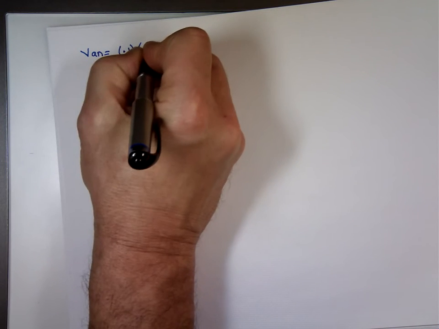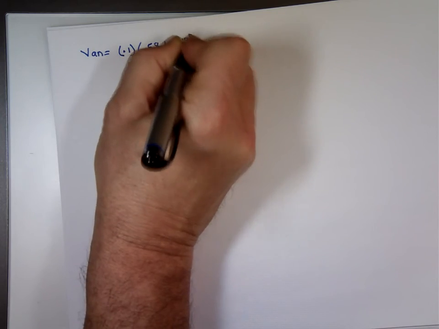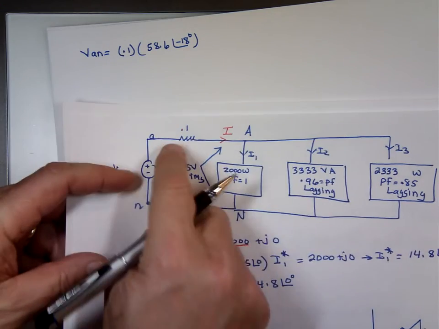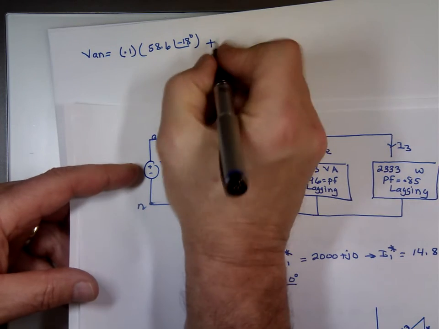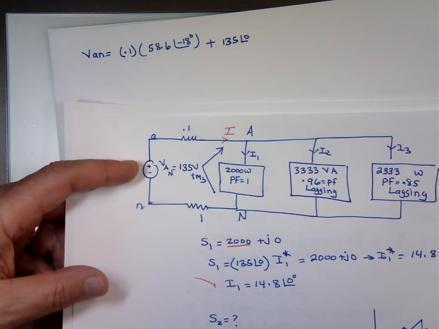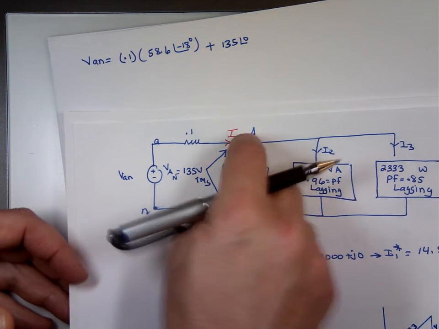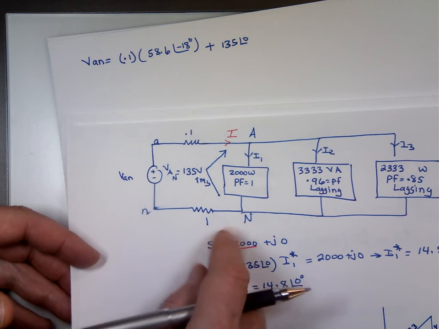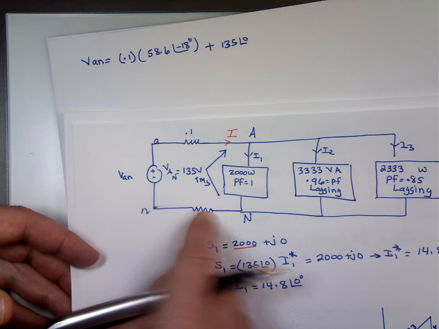58.6 angle negative 18. That's the voltage drop right here. Plus, add to it this voltage here, which is 135 angle 0. It's this voltage right there. Add to it the drop. We know this current is 0 here. We just did that. There's nothing here. So 0.1 times that.